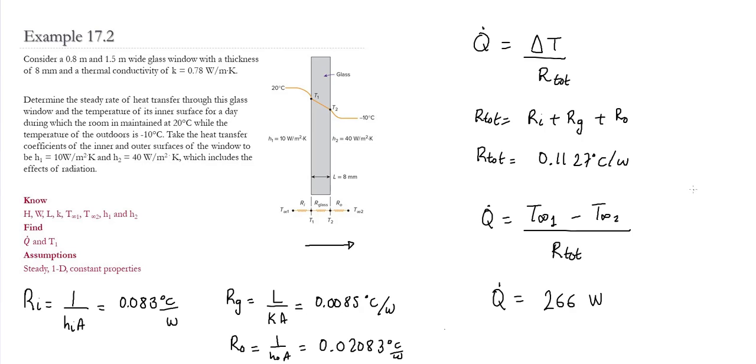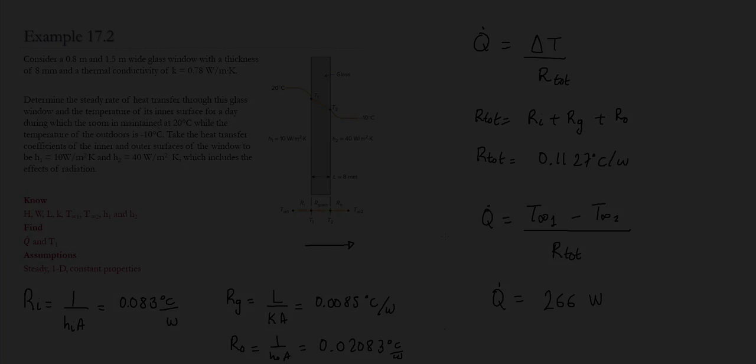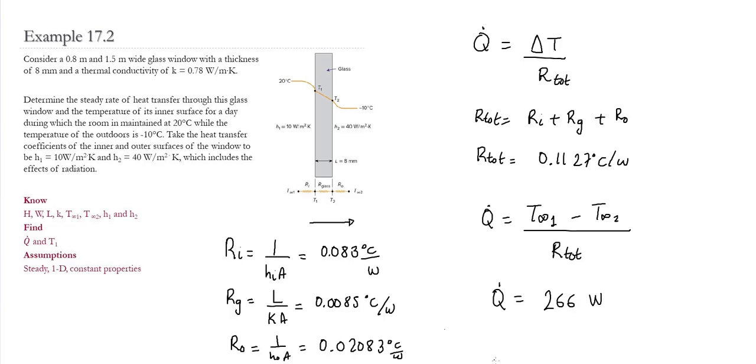Another important thing to realize is that the value of Q dot is exactly the same through every single one of the resistances. That value has to be constant. Remember, if Q dot is not constant, then you will not be able to use thermal resistances for your application. So now, using this information, let's calculate the values of T1 and T2.